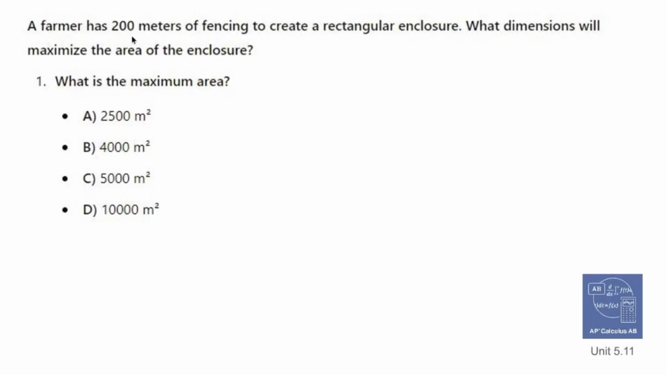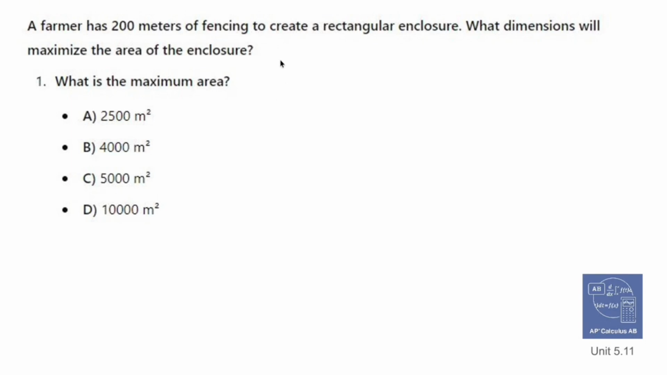A farmer has 200 meters of fencing to create a rectangular enclosure. What dimensions will maximize the area of the enclosure? So this is the idea of optimization problems, which is 5.11 here. The idea behind an optimization problem is you are trying to take an equation, take the derivative of it, giving you critical points, and critical points give you a local maximum or a local minimum.